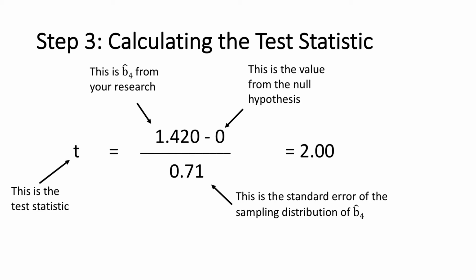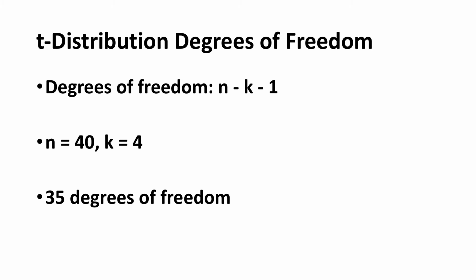Divide that by the standard error of the sampling distribution. And let's say from my research that was 0.71. This would give me a test statistic of T equals 2. And you could interpret this as the value from my research is 2 standard errors greater than the value from the null hypothesis. Because the test statistic follows the t-distribution, we have to think about the number of degrees of freedom, and that's calculated as n, which is a sample size, minus k, that's the number of explanatory variables in the regression model, minus 1. There were 4 explanatory variables in the model, so 40 minus 4 minus 1 gives us 35 degrees of freedom.